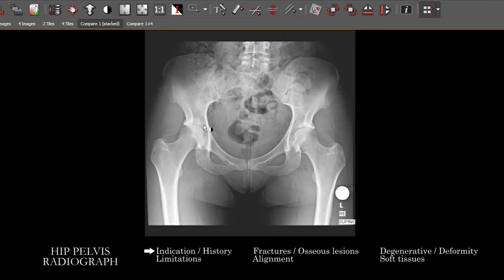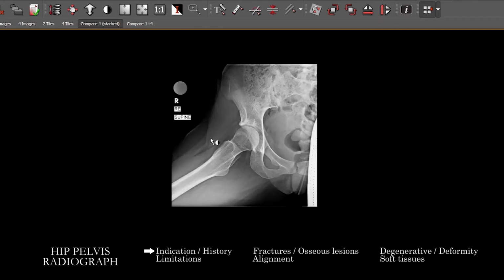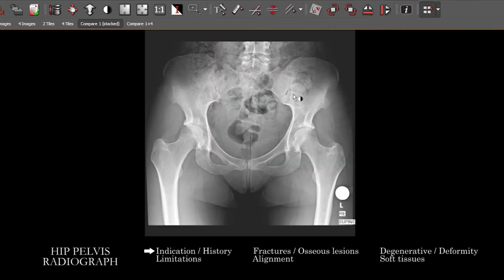So here's a radiograph of the hip and pelvis where we're provided a single frontal view of the whole pelvis and then a frog leg lateral of the right hip. In some cases you might get a cross table lateral. You may have additional views of the pelvis, inlet and outlet views, but here we're just going to do a basic approach to this two view radiograph.